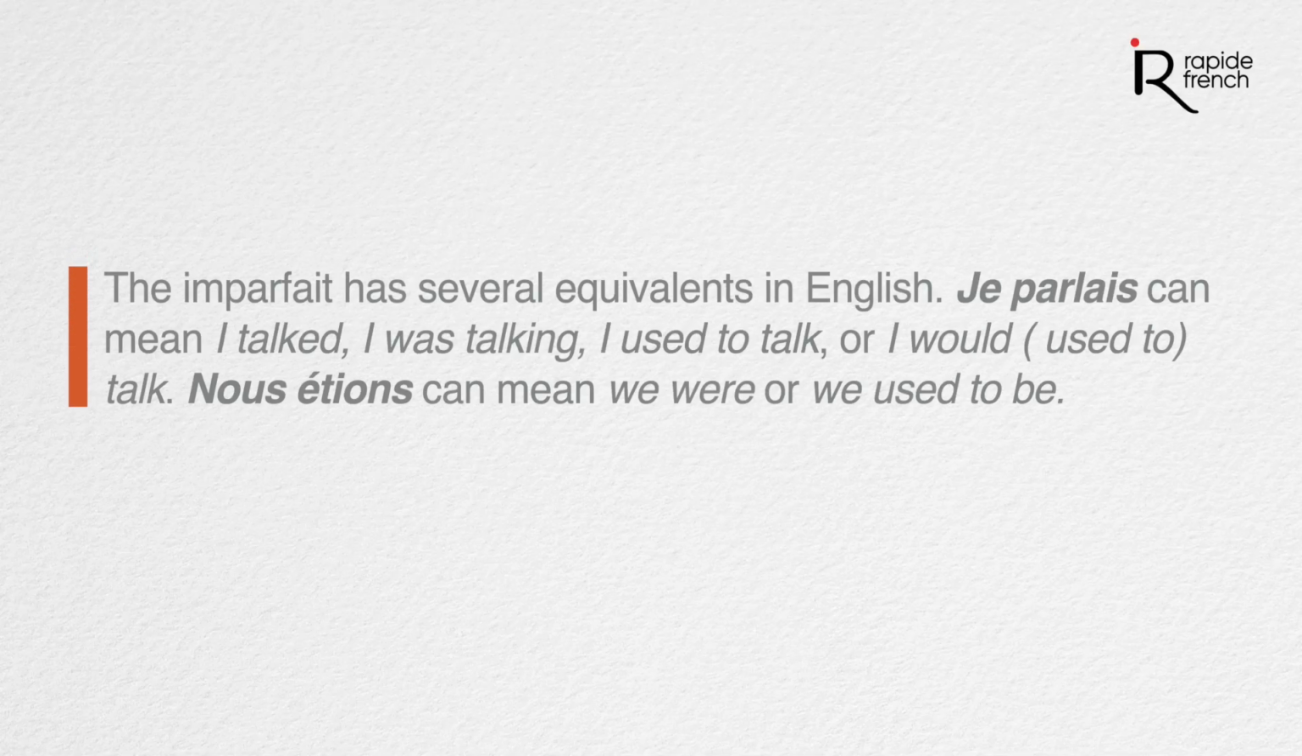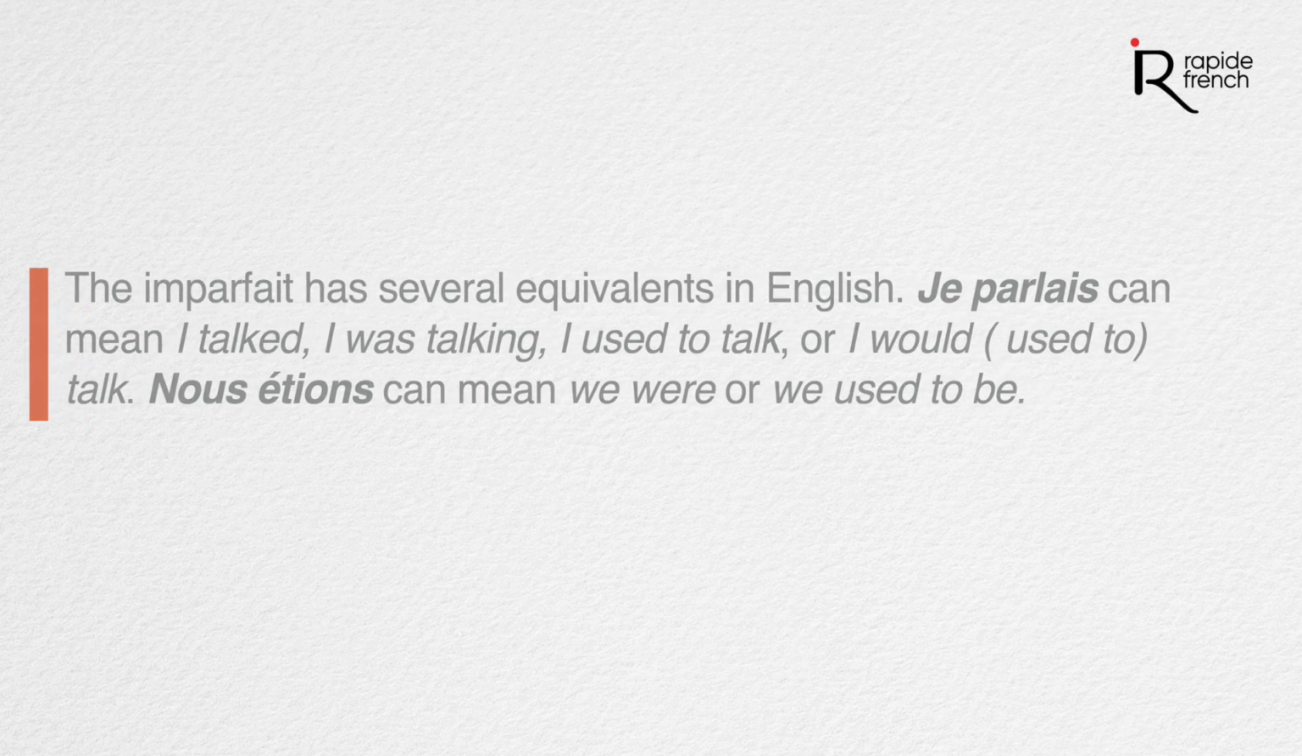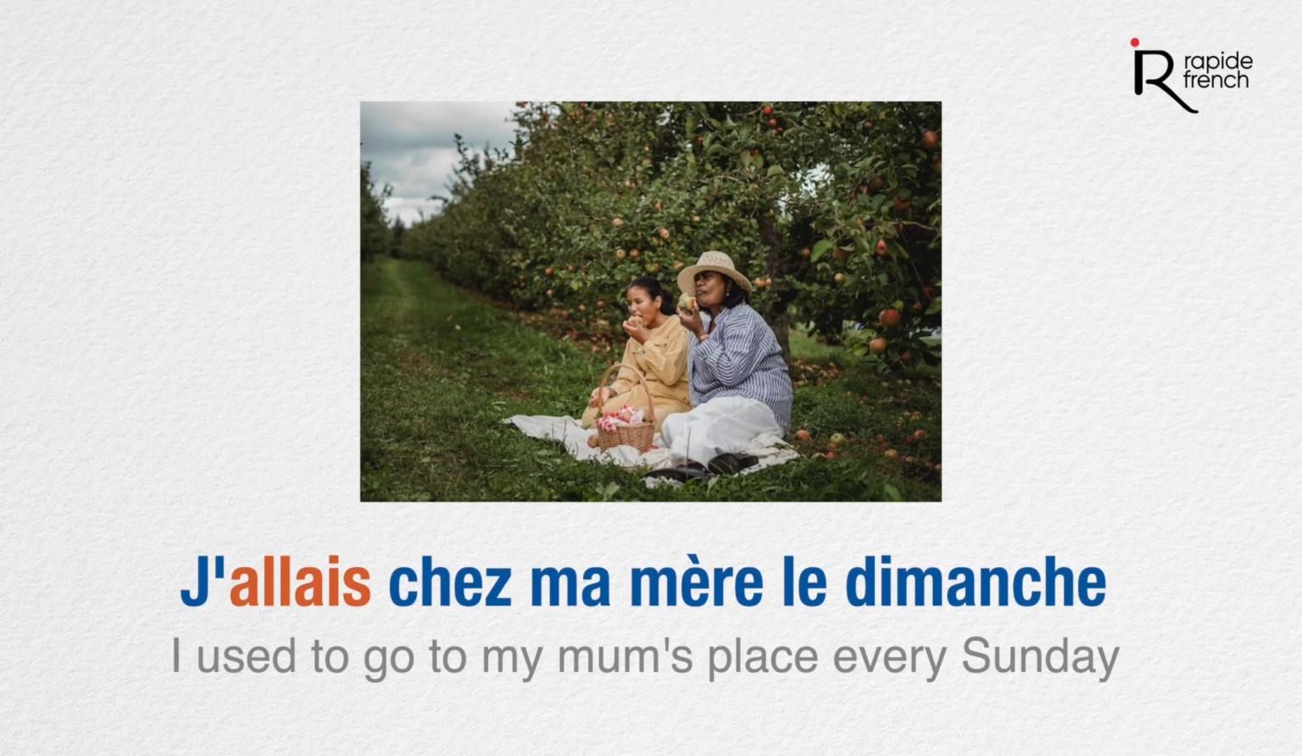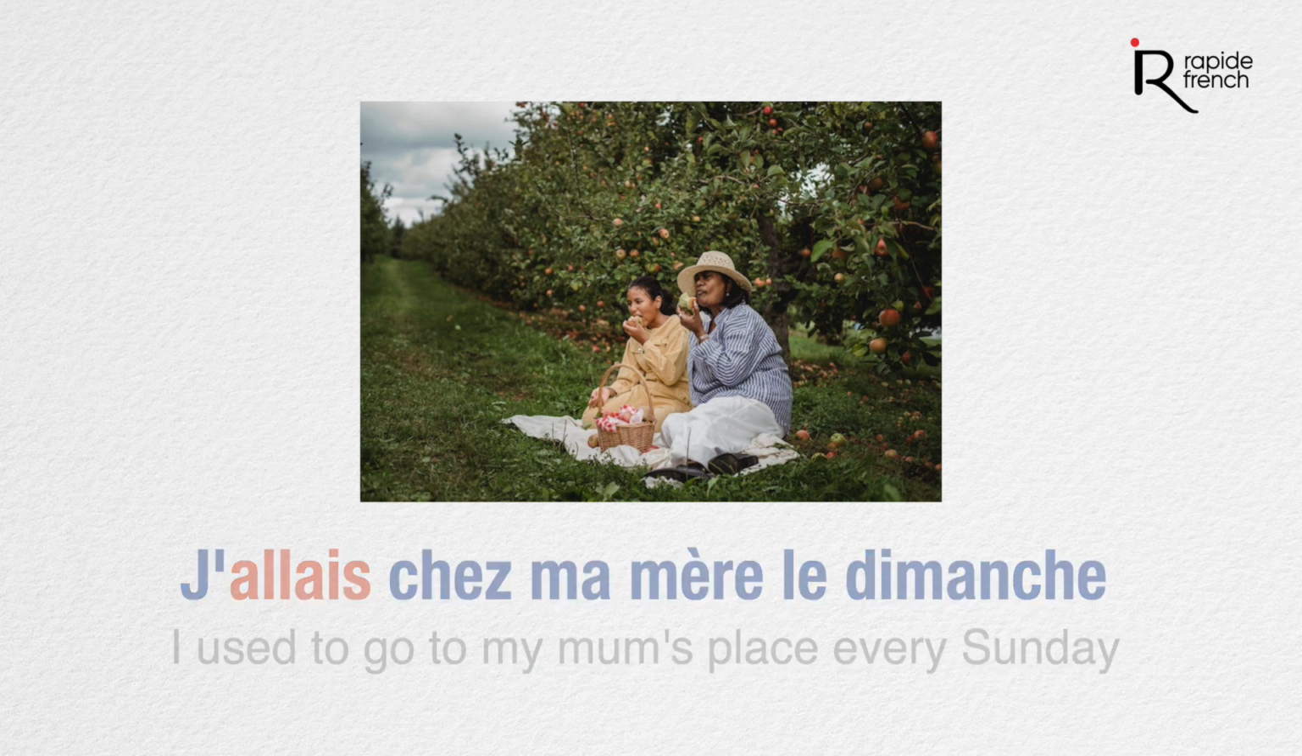So, let's quickly look at some meanings and the use of the imperfect. Like I said, the imperfect has several equivalents. So, je dansais, for instance, could mean I danced, could mean I was dancing, could mean I used to dance, as the case may be. Let's look at some concrete examples. Par exemple, j'allais chez ma mère le dimanche. J'allais chez ma mère le dimanche, meaning I used to go to my mom's place on Sunday.